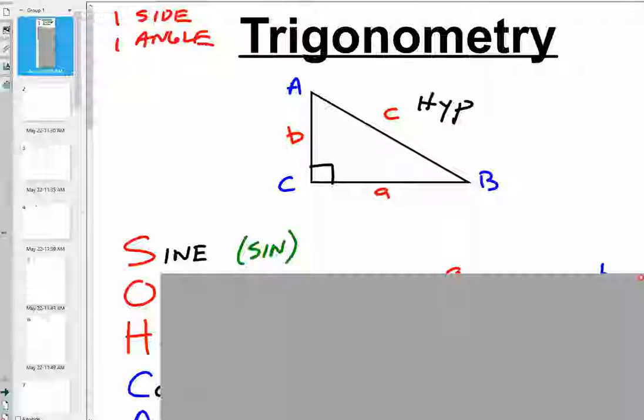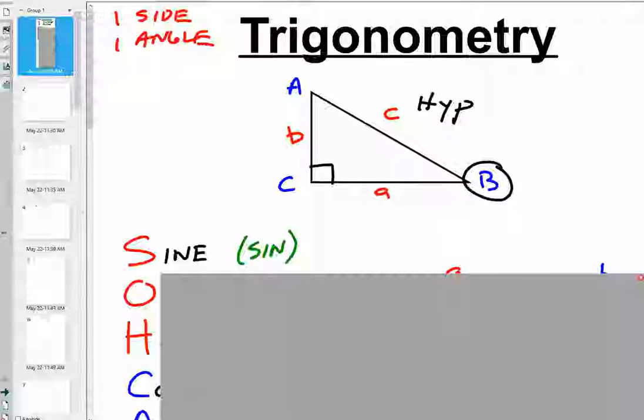And those can change. It depends on what angle we're referring to. So when you take a trig function, you're taking it of an angle. You take the sine of an angle. You take the cosine of an angle. So depending on what angle, let's say I'm going to take the sine of B. That's the angle I'm referring to. The two words that we're going to use are opposite and adjacent. Opposite leg and adjacent leg.